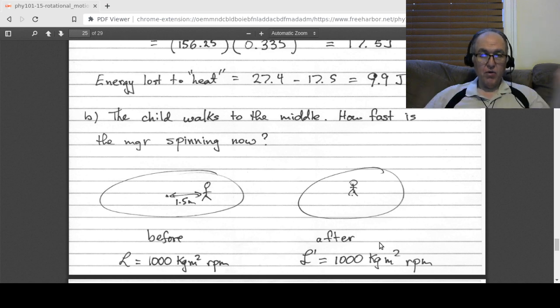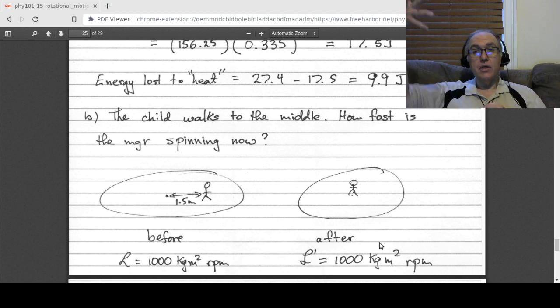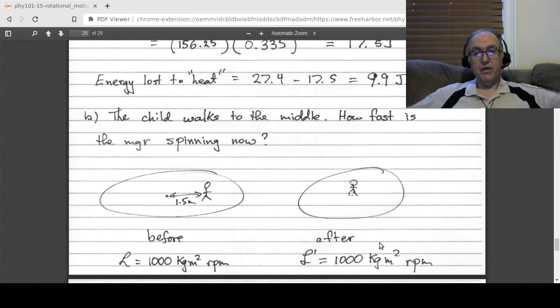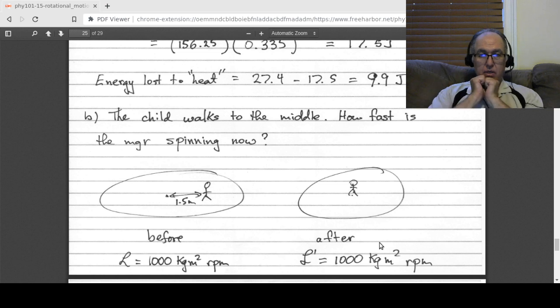If you pull in your arms, your I gets smaller. If your I gets smaller, but I times omega has to still be the same number, then omega has to get bigger to compensate for the I getting smaller. And that's what happens when a figure skater pulls in their arms. They pull in their arms, I gets smaller, but their omega has to get bigger. If they pull in their arms enough, omega is going to get significantly bigger, and that's where you get the really fast spinning. Okay, this is the same thing that's happening here, but I guess to a lesser degree.